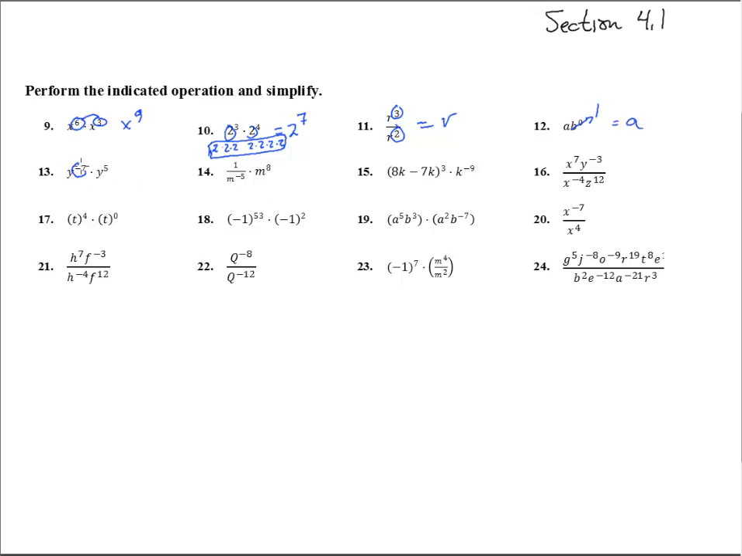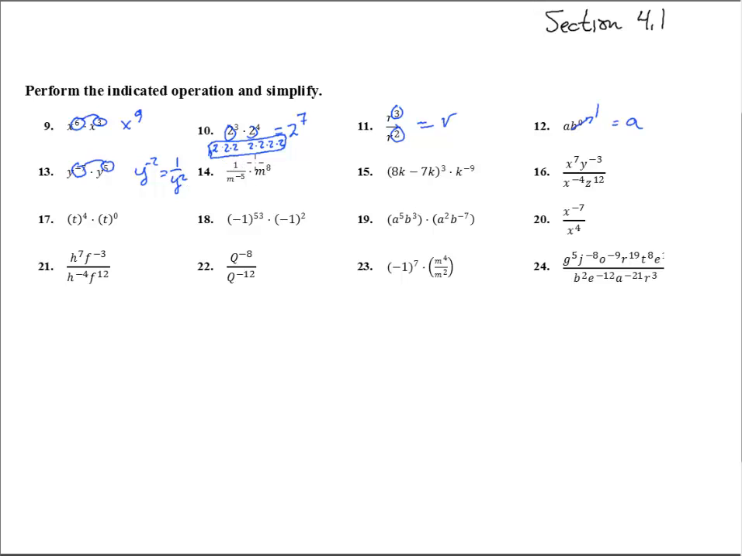Here we are multiplying, which means we are adding exponents. So that gives us y to the negative 2. But that's not simplified. Anything with a negative exponent, we're not really supposed to leave it like that. So we write 1 over y squared.